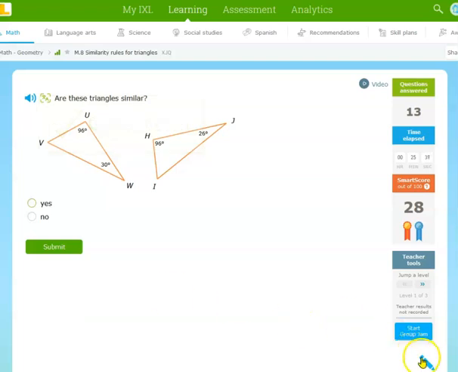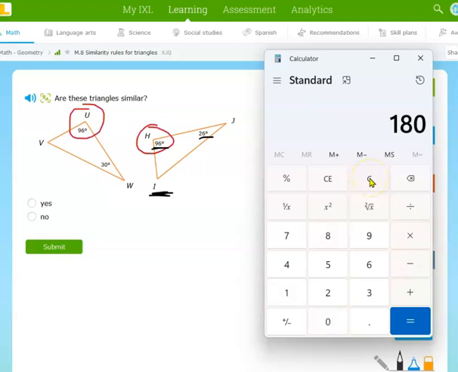Okay, how about this one? I'm hoping we get one that's similar soon so I can show you guys. We got 96 and 96, okay, and then we've got 30 and 26. So let's see what we can do here. Let's find I. Triangle angle sum theorem. Let's find I. So 180 minus 96 minus 26.